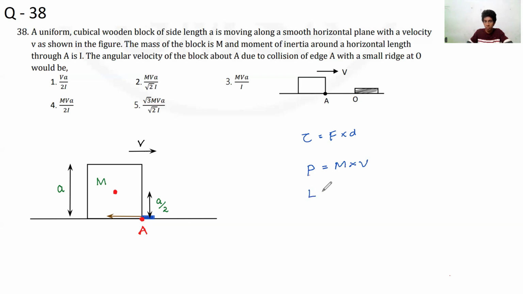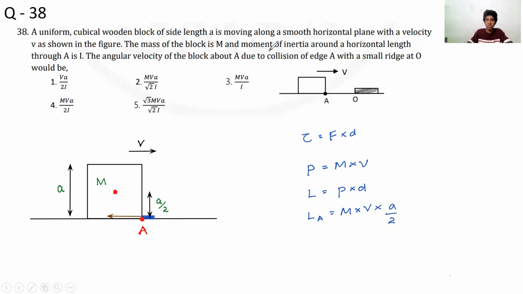Then, as the angular momentum is equal to the linear momentum into the distance, the angular momentum about point A before the collision is equal to m into v into the perpendicular distance to the center of gravity from point A, which is a over 2.